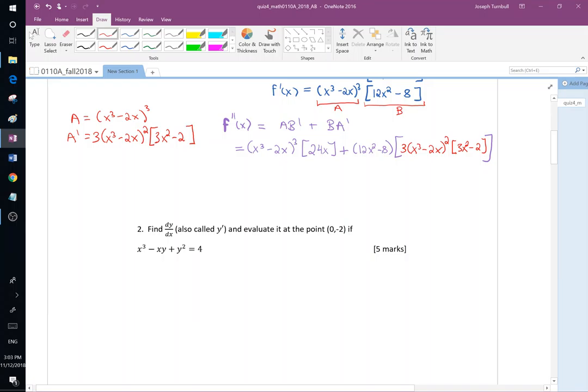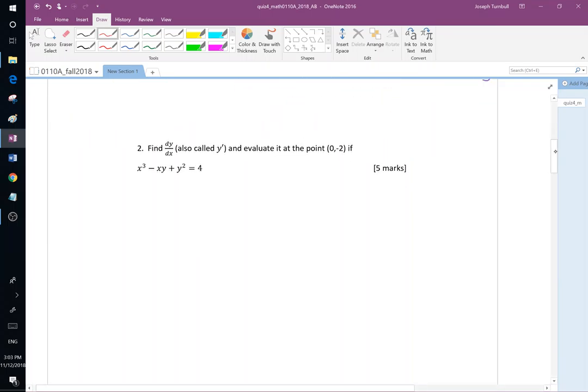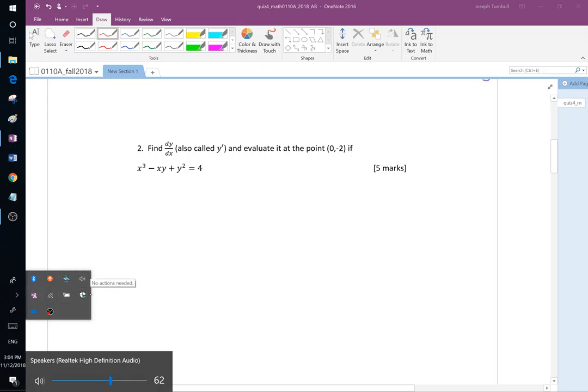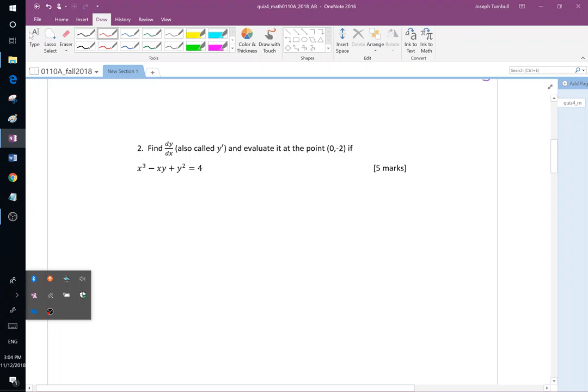Next question. We're asked to find dy by dx, which also means y prime, and then evaluate it. And one of the common mistakes that happened here was first plugging numbers in, plugging x in, plugging y in, then taking the derivative, and you can't do that. So we begin by taking the derivative of each term in the expression. So the derivative of x cubed is 3x squared.